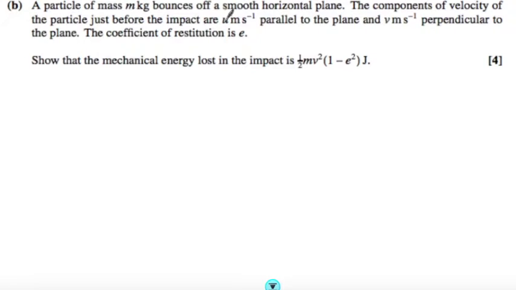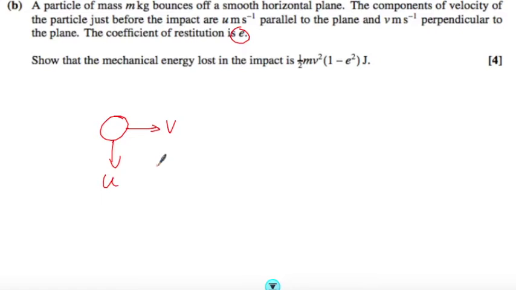Right, part B. A particle of mass m bounces off a smooth horizontal plane. The component of velocity of the particle just before the impact is u, parallel to the plane, and v, perpendicular to the plane. Okay, so that's a bit confusing. So at first it's travelling at u this way and v this way. The coefficient of restitution showed that mechanical energy lost in the impact is this, and they've given us a coefficient of restitution is simply e.